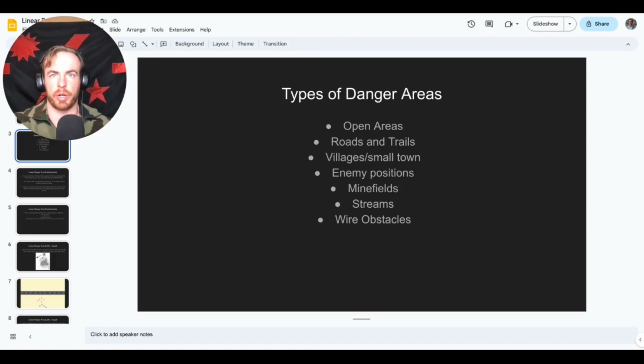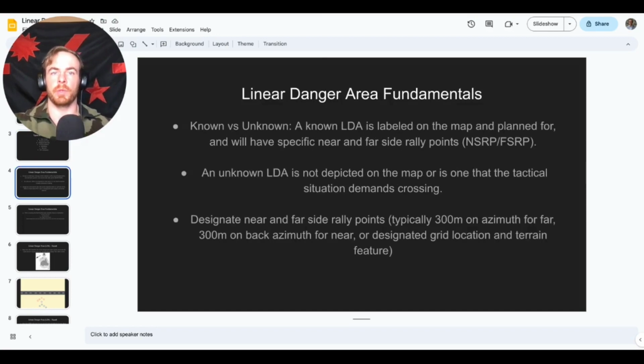A linear danger area is anywhere where there's a long axis of visibility. So roads, trails, streams, etc. Known versus unknown: a known LDA is going to be labeled on the map, and you can plan for it. You'll have specific near and far side rally points. An unknown LDA is not depicted on the map or is one that the tactical situation bans crossing.